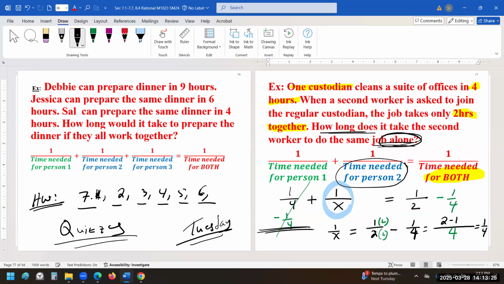So let me do it here. 1/x is 1/4. So you flip to make your life easier. That means you also have to flip that. X equals 4. See? Not bad. Most of the time they give this question with the answer in the final.